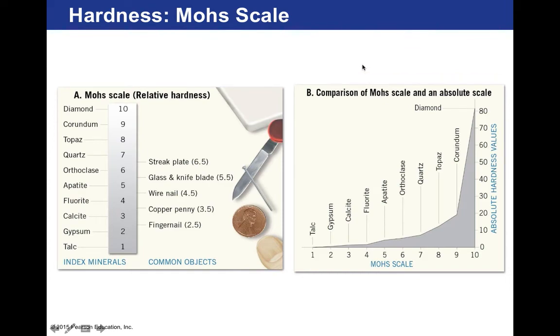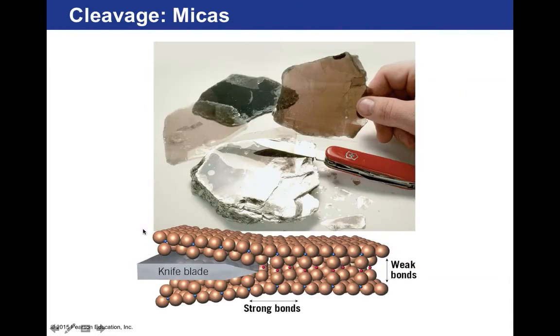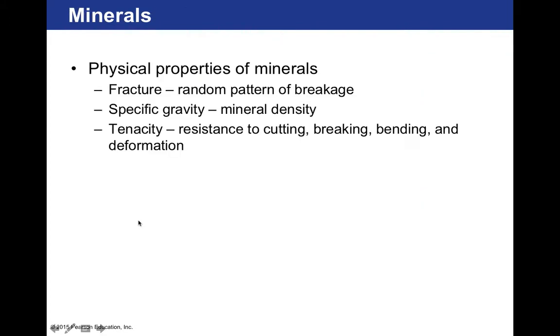And then hardness, there's a scale to this where diamond is the most relatively hard substance that we know of, and then it decreases as you go down here. Cleavages would be how the minerals actually break when you try to break them apart. And there are also some other physical properties.